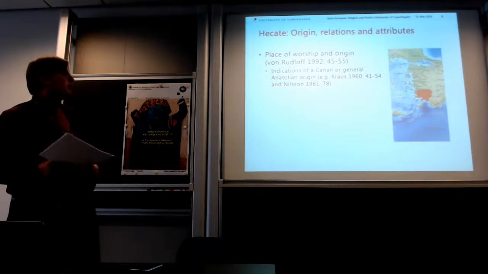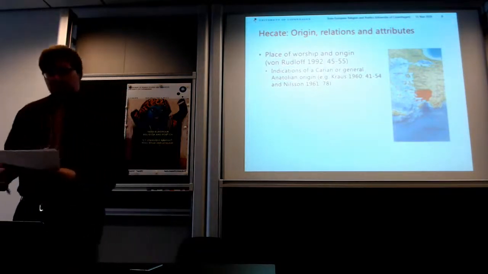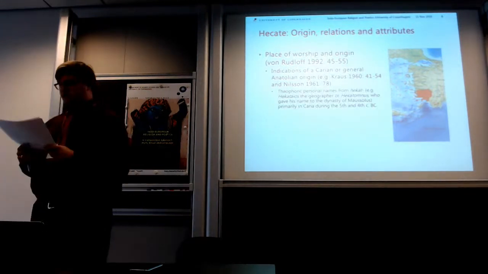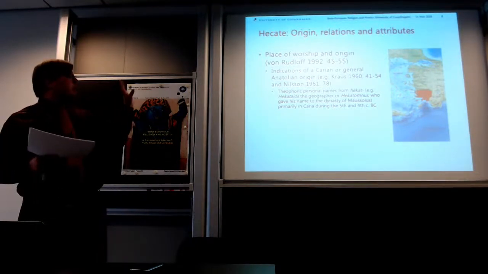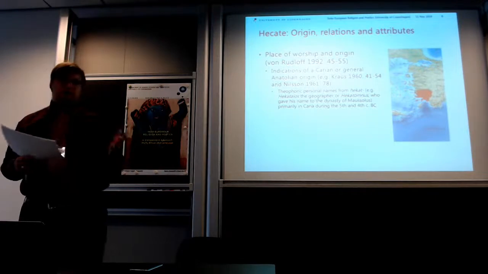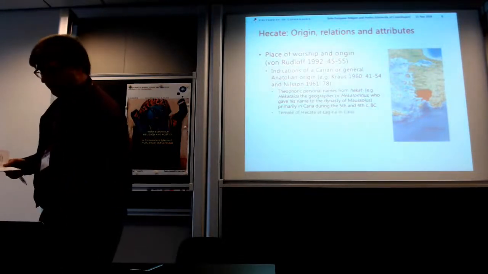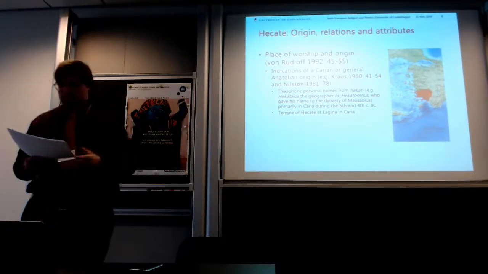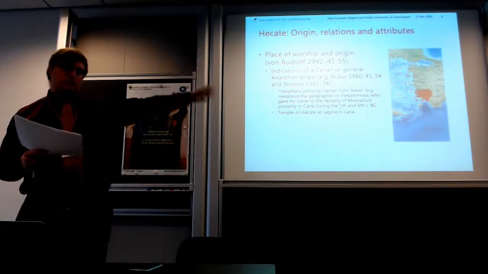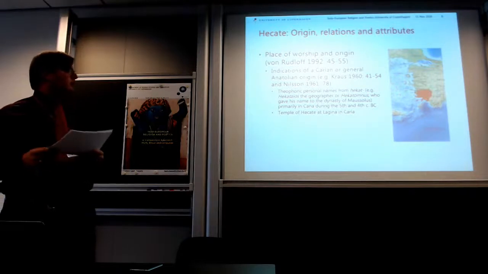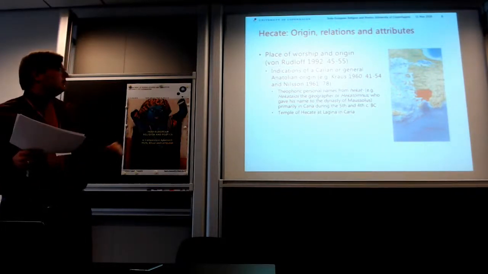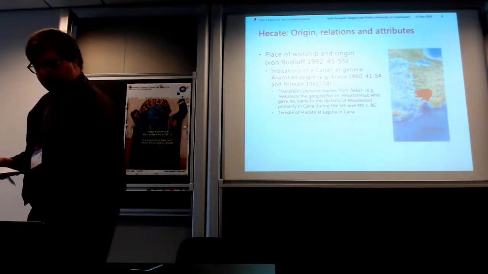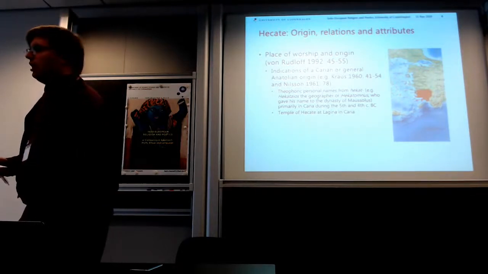There are some indications of a Carian or general Anatolian origin. These are mentioned and listed by Krause and Nielsen, among others. We have, for instance, Hecatomnus, and these names are primarily found in Caria during the 5th and 4th century BC. So here is one indication. Also, we have the very famous temple of Hecate at Lagina in Caria, in the Stratonicaean area. So there was a large cult of Hecate in that area. So far, it seems that Caria or Anatolia is not that far-fetched after all.